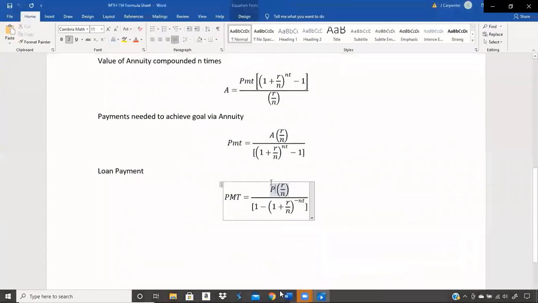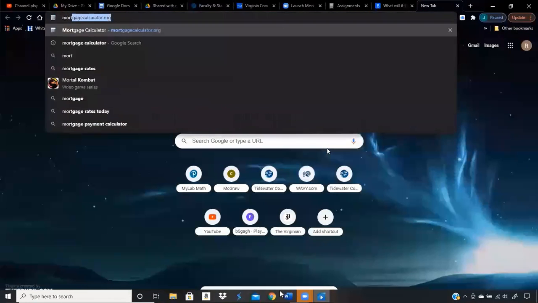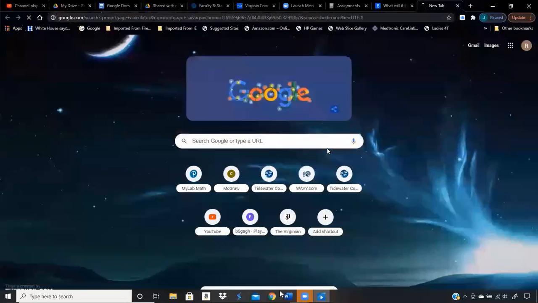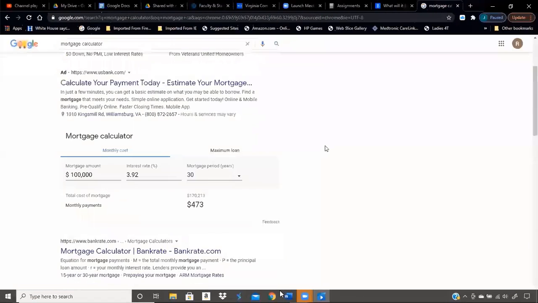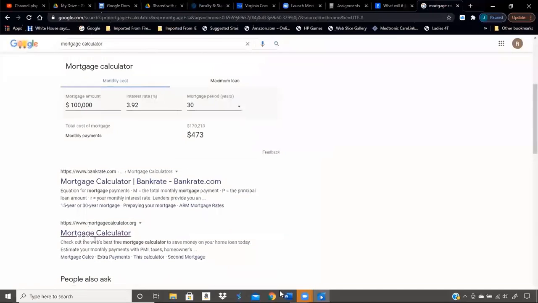Here we go. Loan payment, you just need the principal, which is the $200,000 we borrow, the rate, which was the 3.5%, N is always 12 for loans, and then the T would be 30 years. We could jam those numbers in there, or we could just use the internet to help us out. If we just Google mortgage calculator, or go to mortgagecalculator.org. Also Googling mortgage calculator, it's about the fourth or fifth one that pops up.